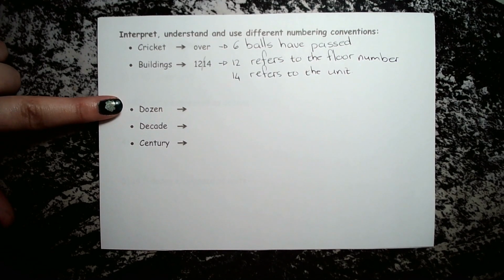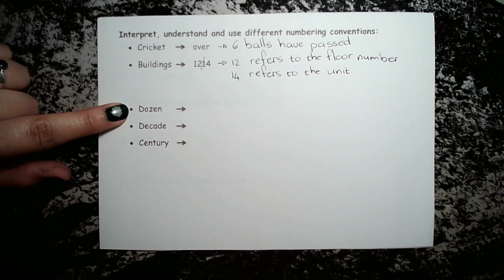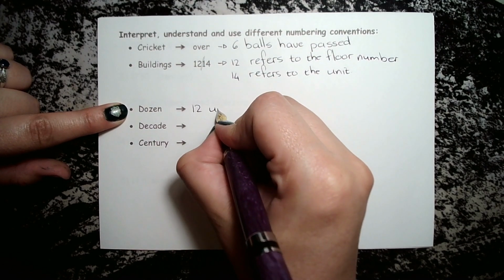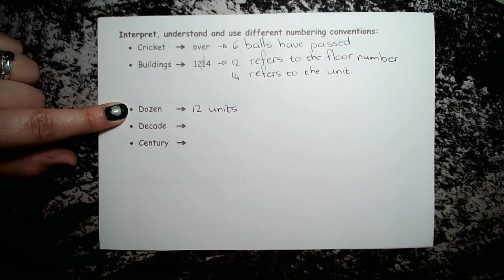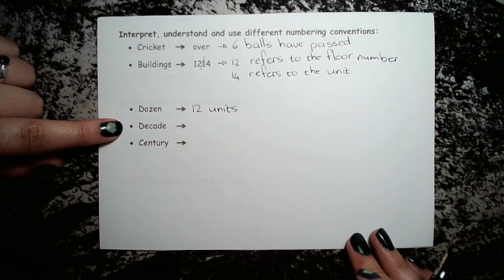Now, we've also got dozen, decade, and century. These are commonly used numbering conventions. A dozen means 12 units. From here, we can have half a dozen, which would be 6, but dozen is the main one that you need to know. Then we can have decade.